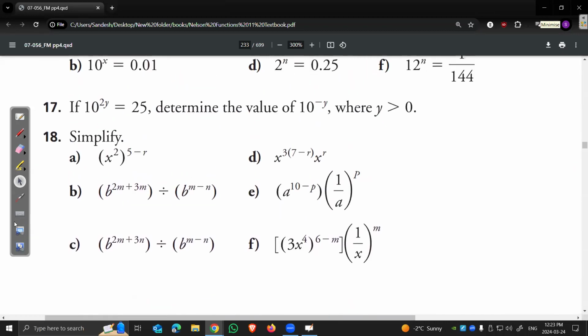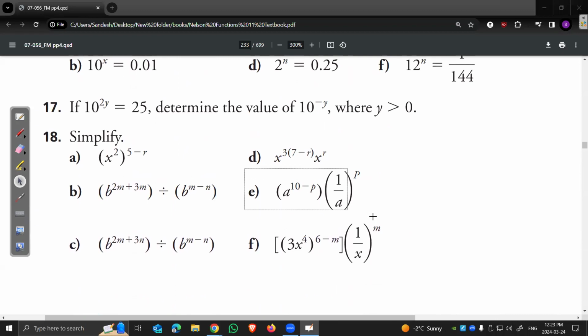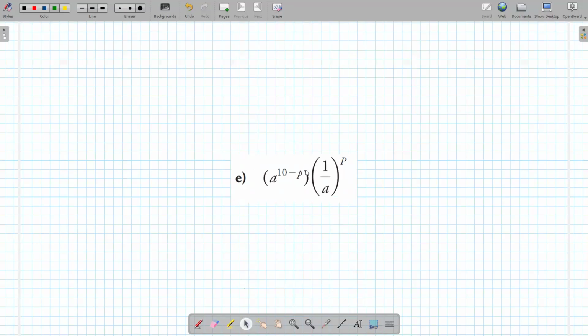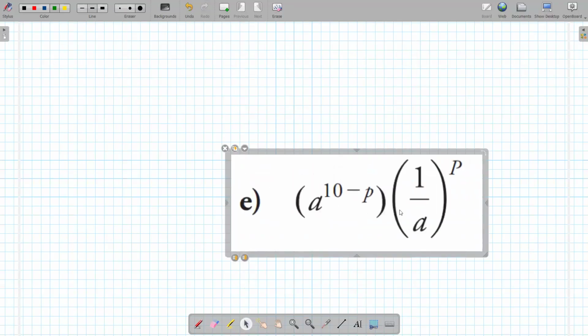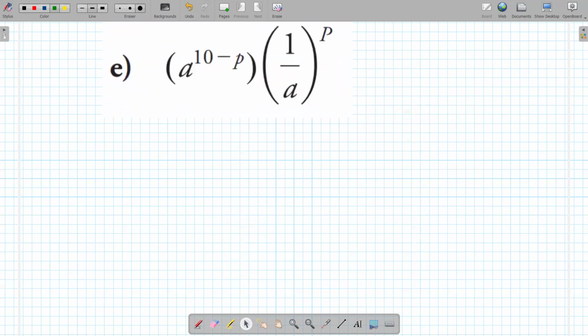Maybe we'll just do one or two of these. I'll start with this one. It simply says simplify. That's the entire question, simplify. So let's see what our strategy is. So you can see the base of A. You have multiple A's, so we need to combine it as one A. The answer is going to be A to the power of something.